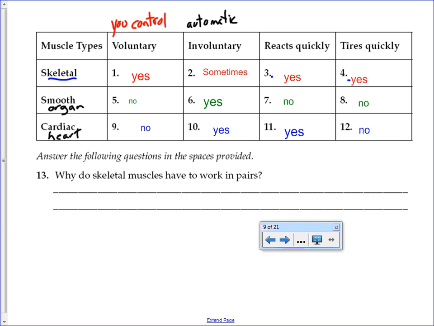And then finally, cardiac muscle is very interesting because, so it's involuntary. Does it react quickly? Yes. If you jump up and start running, your heart immediately starts beating faster. Does it tire quickly? No. And so it's a very interesting combination of those. So that's just something else you might want to look at when you do that. And next we're going to talk about skeletal muscles working in pairs.